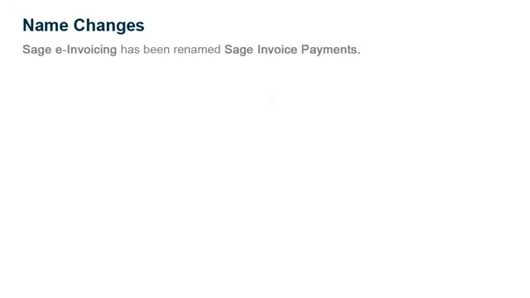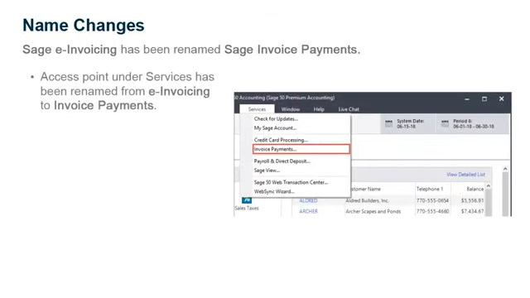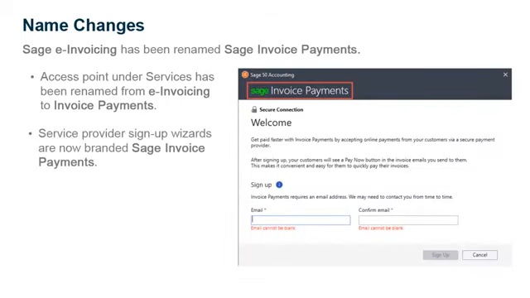And Sage e-invoicing has now been renamed to Sage Invoice Payments. In Sage 50, the access point under Services has been renamed from e-invoicing to Invoice Payments. And various service provider sign-up wizards are now branded Sage Invoice Payments.